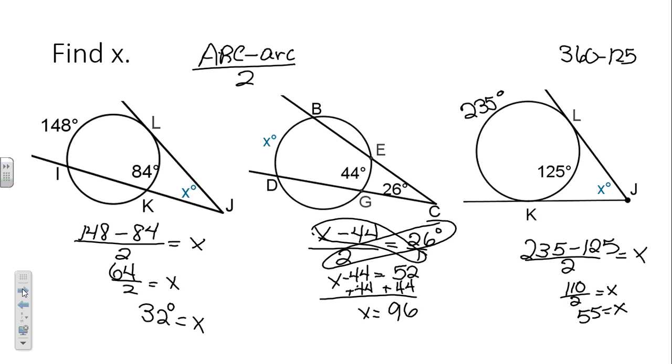Okay, so questions on any of these three? Okay, outside we subtract and divide by 2. Inside we add, divide by 2. If there's only one arc, then we divide it by 2, just like our inscribed angles. Okay, all right, here comes the last example.